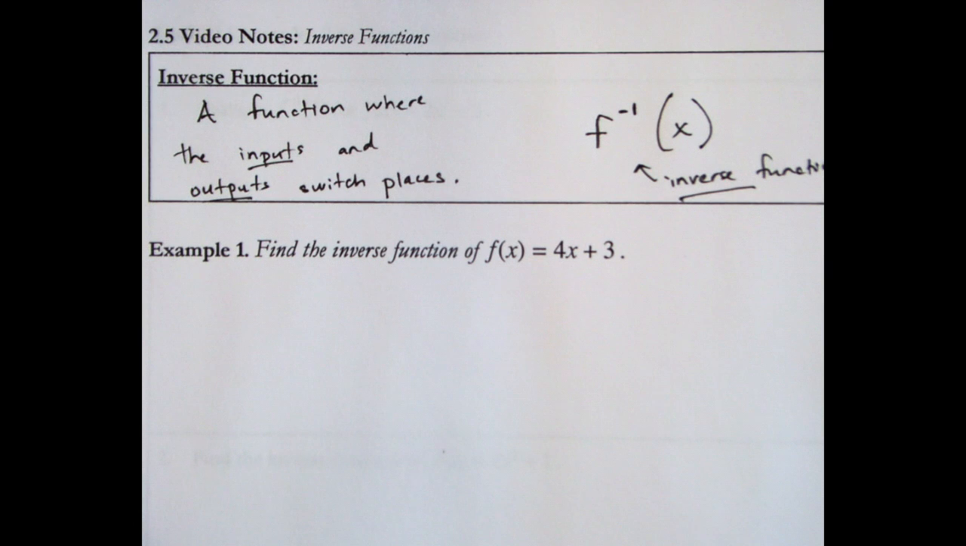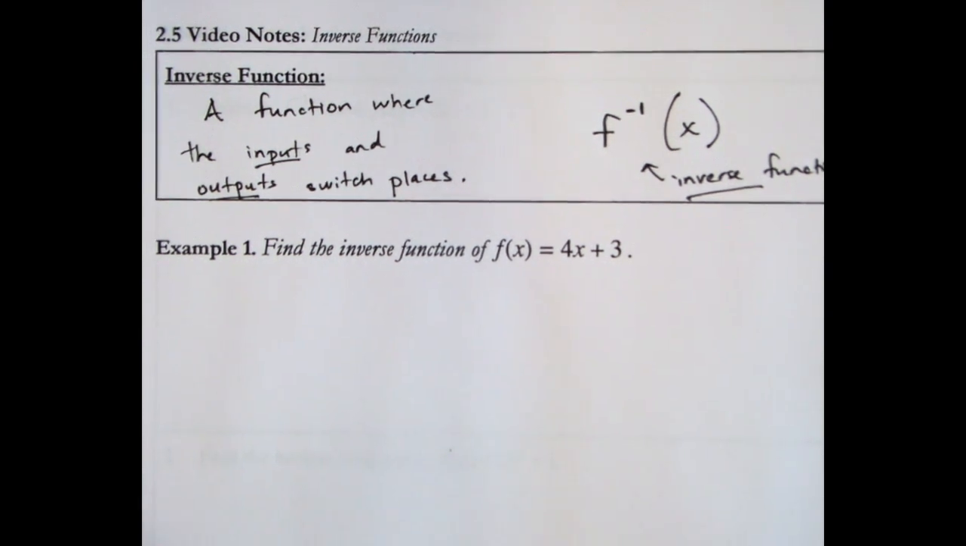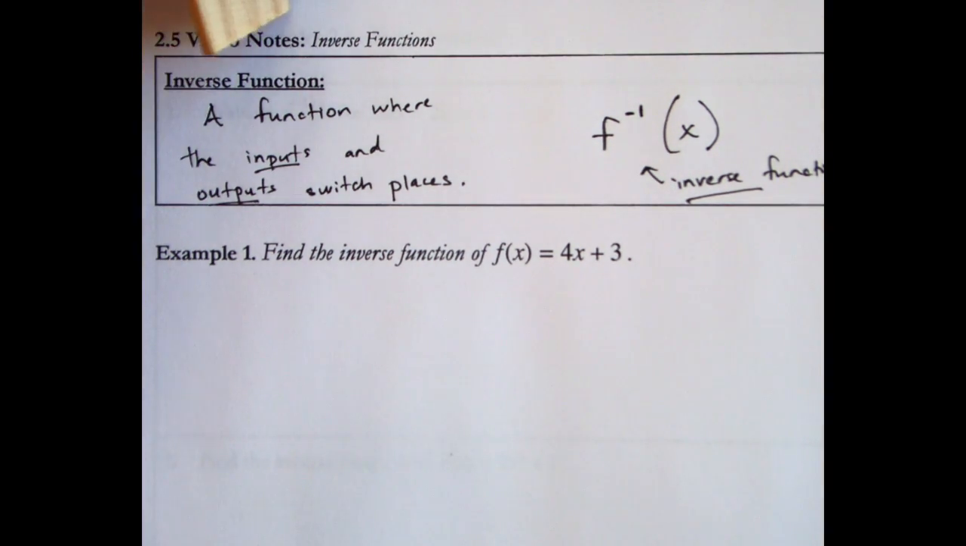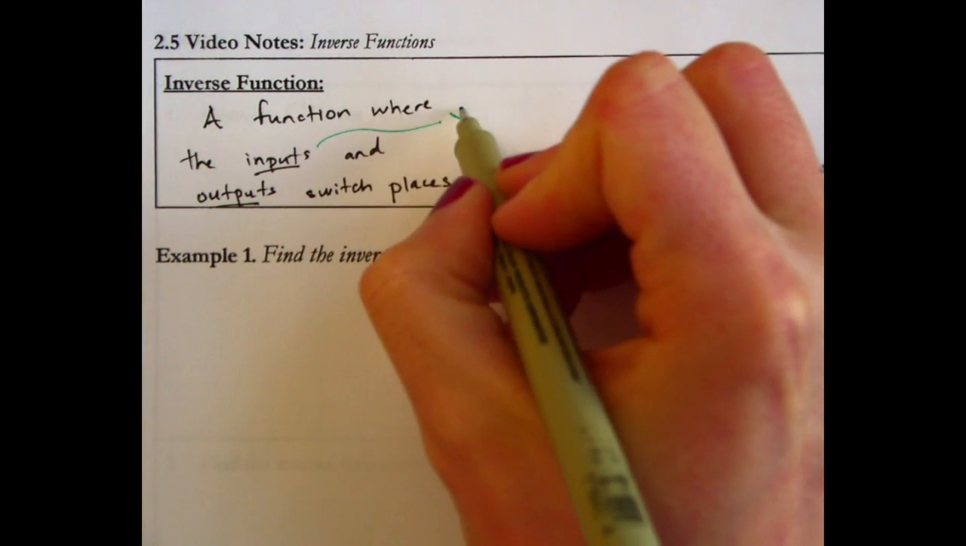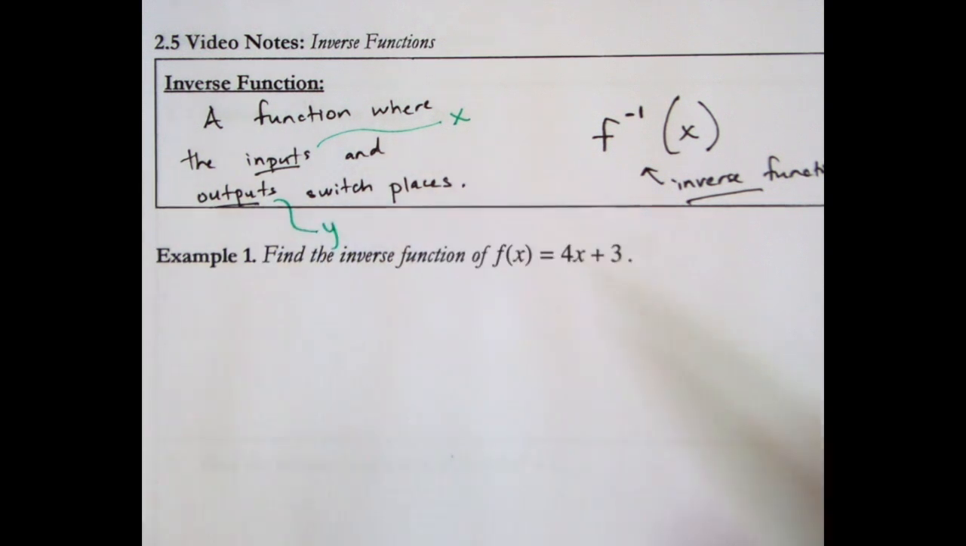Okay, so what does it mean for the inputs and the outputs to switch places? A good thing to remind ourselves here might be the definition of inputs and outputs. Inputs are going to be our x variables, outputs are going to be our y variables. So as we're doing this, we always want to think about x and y, inputs and outputs, switching places. They're replacing one another.